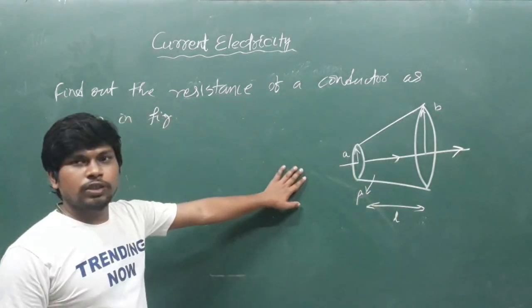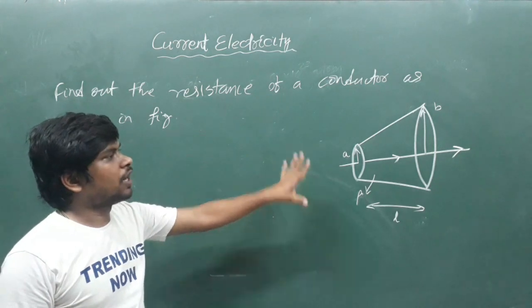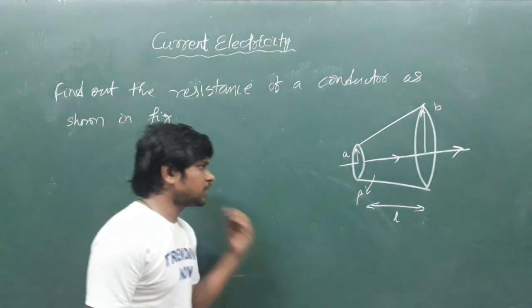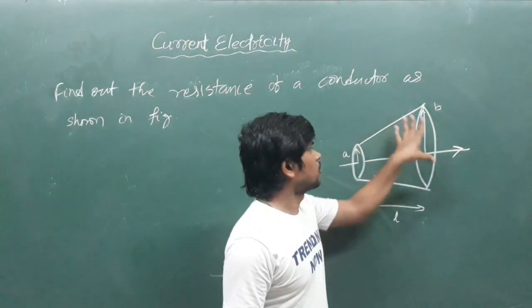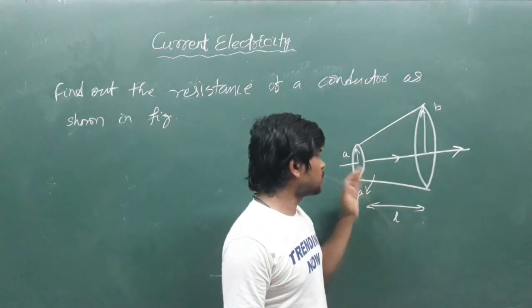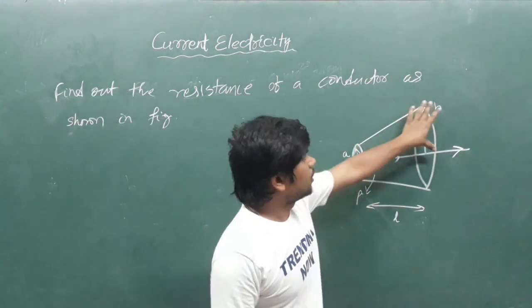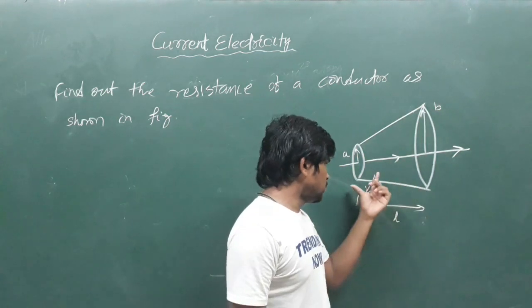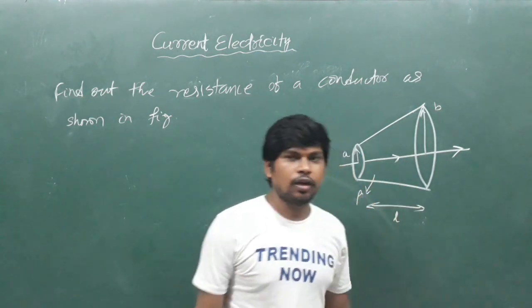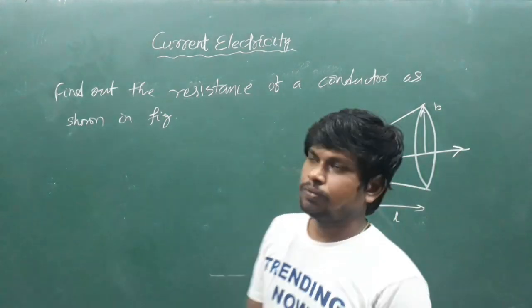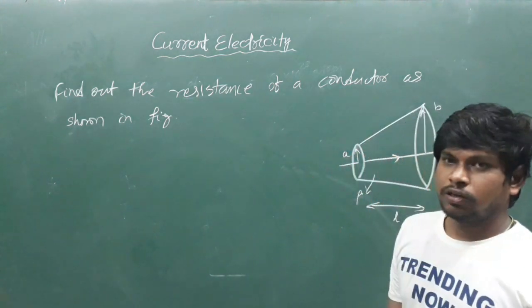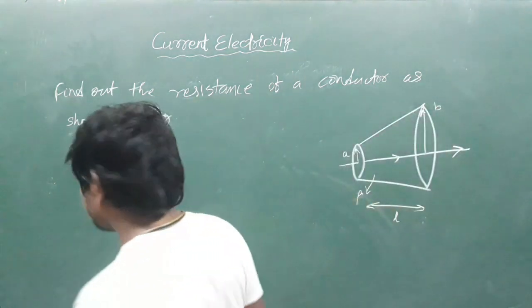This is one of the most standard and very important questions. So calculate the resistance of this conductor. You know radius a, radius b, resistivity rho, length L. Try to do it yourself by pausing the screen. I am doing the solution, just look at the solution.